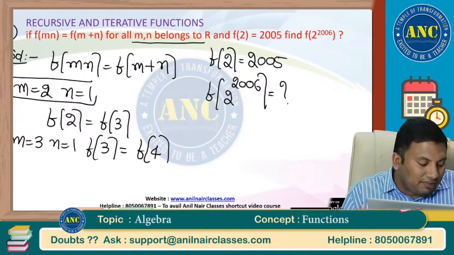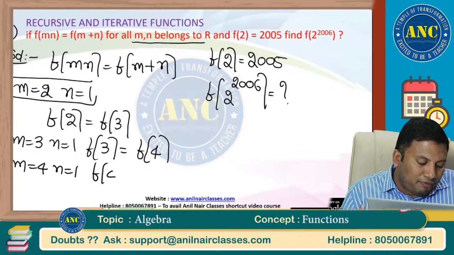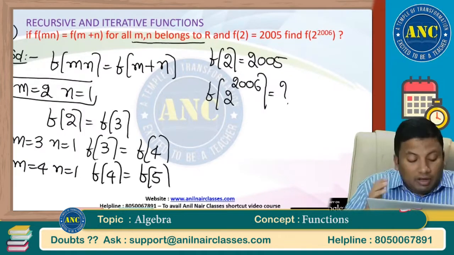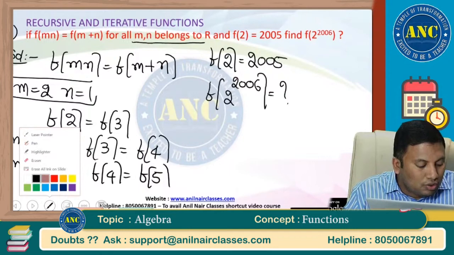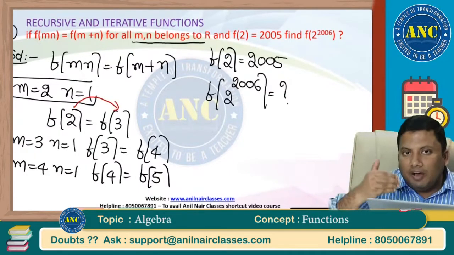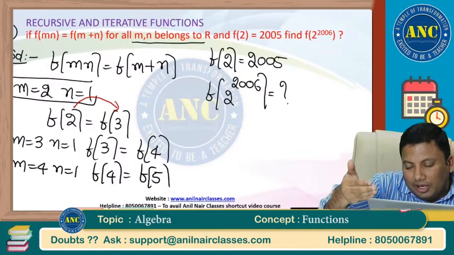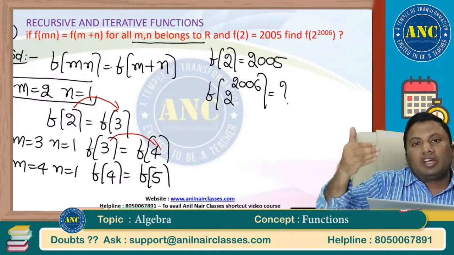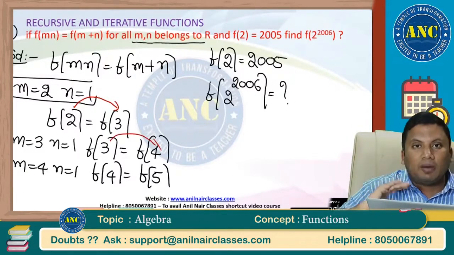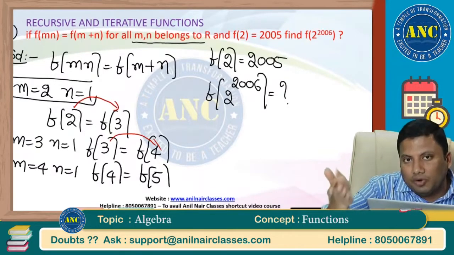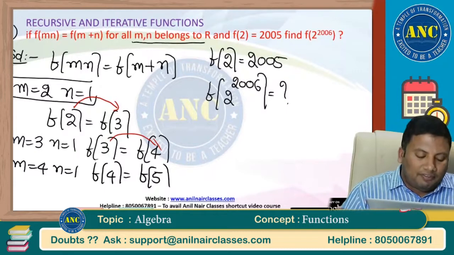I need 4 on the left hand side: m equivalent to 4, n equivalent to 1. F of 4 equivalent to f of 5. Now, if you observe, you don't need to do this further. F of 2 value is nothing but f of 3. After f of 3, f of 4 is coming back to f of 3, and f of 3 is coming back to f of 2. After f of 2, every next value is coming back to f of 2.